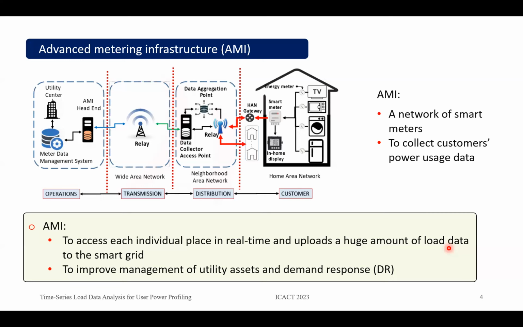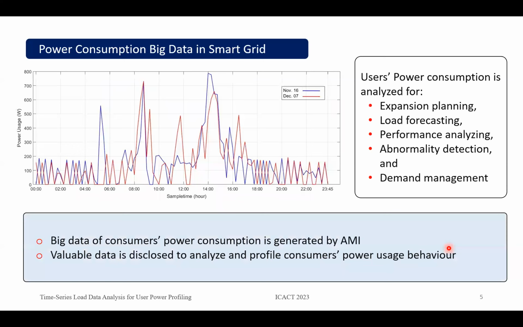So we have a huge amount of users' load data, which is reported automatically to our network. Moreover, AMI provides a dual direction connection between the smart grid and the user. So not only is users' consumption data reported to the smart grid, but also commands and special information from the smart grid can be delivered to users' places, like a demand response system. This is the benefit of AMI.